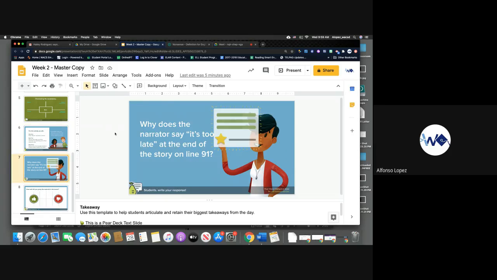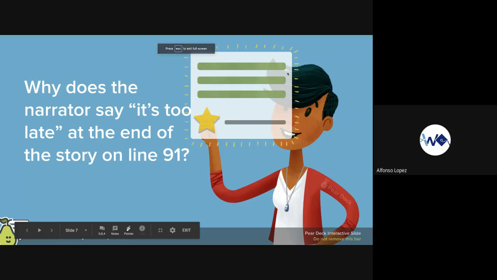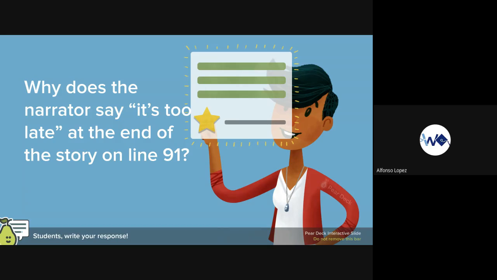Okay, so by this time, you should have already read the short story "Eleven" by Sandra Cisneros. So now that we have finished the story, let's think about this question. Why does the narrator say it's too late at the end of the story on line 91? So if you go back to the text, to her short story, what do you think the author means by this? It's a rather unique way that she describes her day at the end of the story, right?